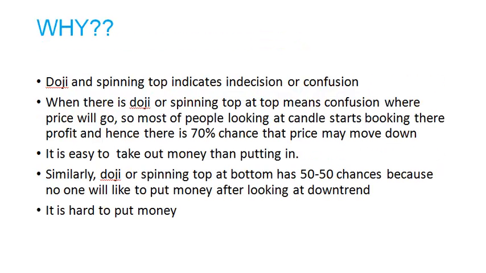Now, you are going to ask a question as to why this happens. Doji and spinning top indicate indecision or confusion in the market. So whenever there is a doji or spinning top at the top, it means that there is a confusion whether the price will go up or whether the price will go down. So most of the people looking at the candle start booking their profits, and hence there is a 70% chance that the price may go down.